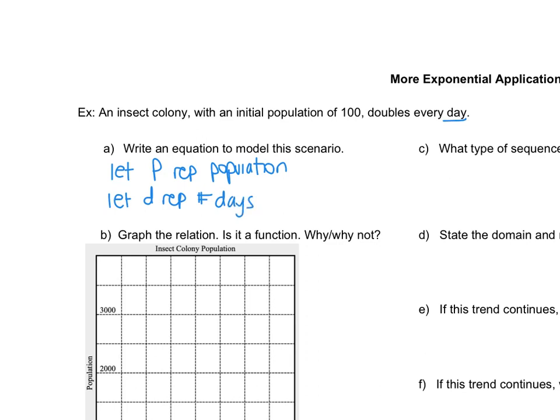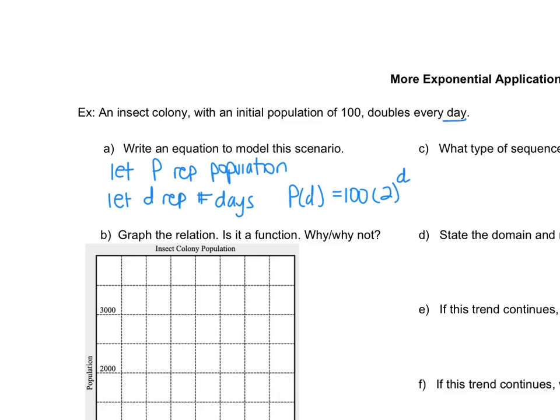So when we put it together, we have P at D. The initial population is 100. Because the rate is doubling, we just have 2 for the base, and to the power of D, because it doubles every day. Not every 2 days or 3 days. If it had been every 2 days, then we would have D over 2.